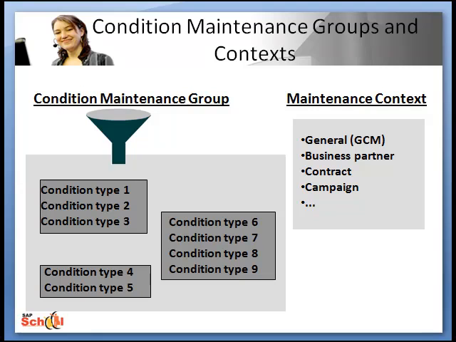In the CRM system, the GCM, which is the general condition maintenance, as well as special maintenance context exist. In GCM, for example, you can maintain the conditions that are in condition maintenance groups and which are assigned to the GCM maintenance context. You can define separate condition maintenance groups and the assignment of maintenance context in customizing, which we will have a look at in a little bit from now.